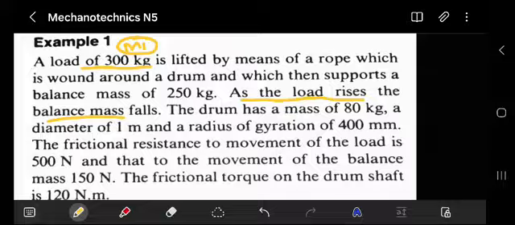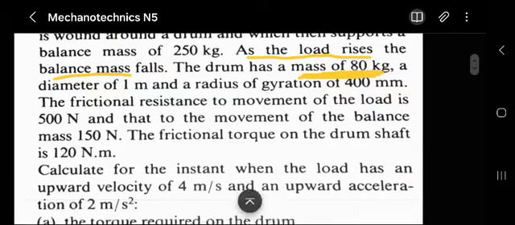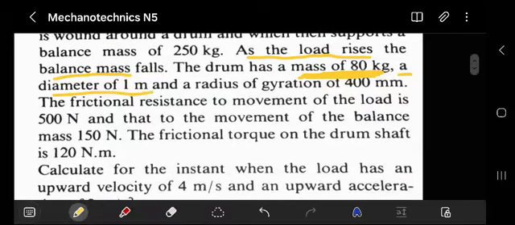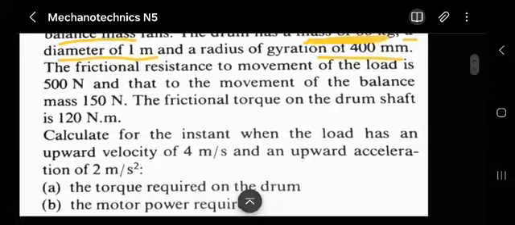The drum has a mass, this is the mass of the drum, and a diameter of 1 meter, and a radius of gyration of 100 millimeters.